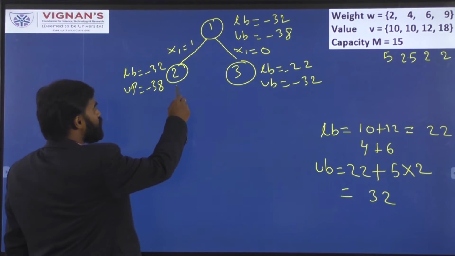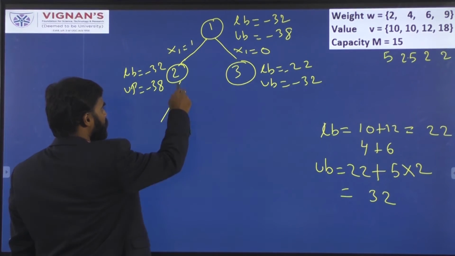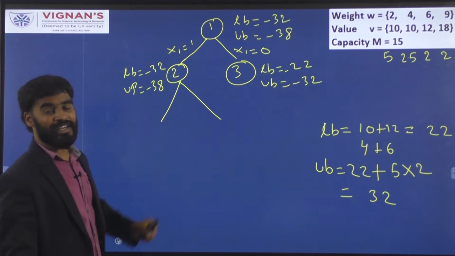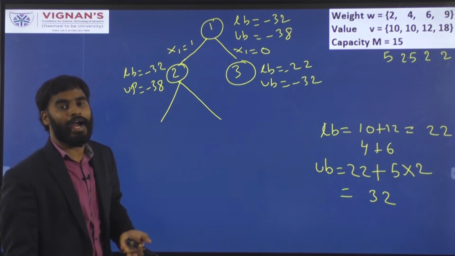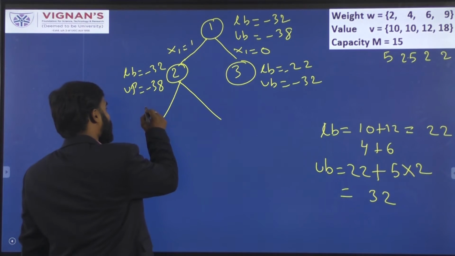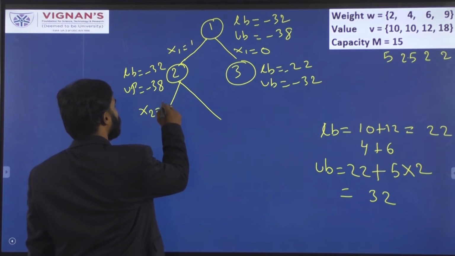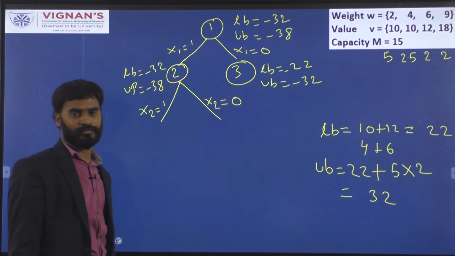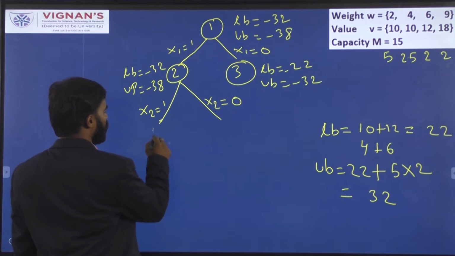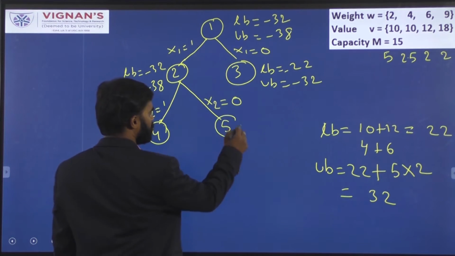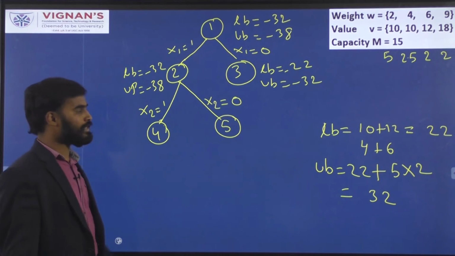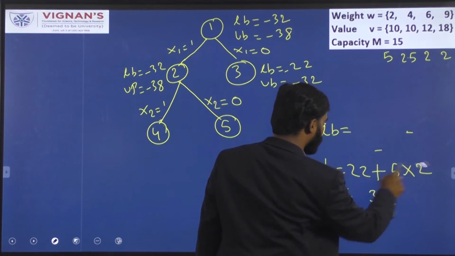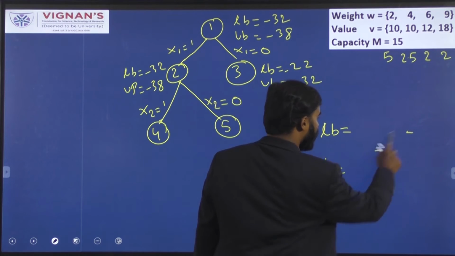So we will choose this one to explore further. Okay, so we already include item 1. Next check for item 2, whether we can include item 2 or not. What is the lower bound and upper bound if we include item 2, and what is the lower bound and upper bound if we don't include item 2? Let's calculate this.